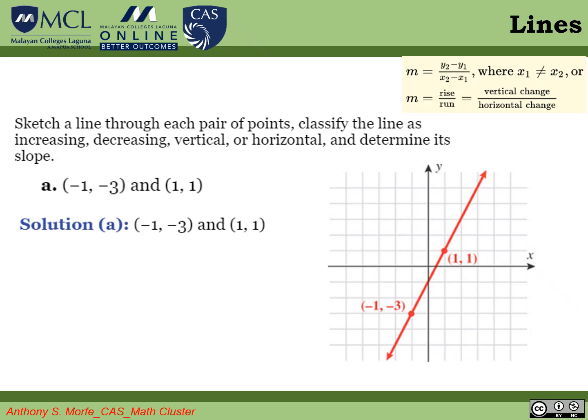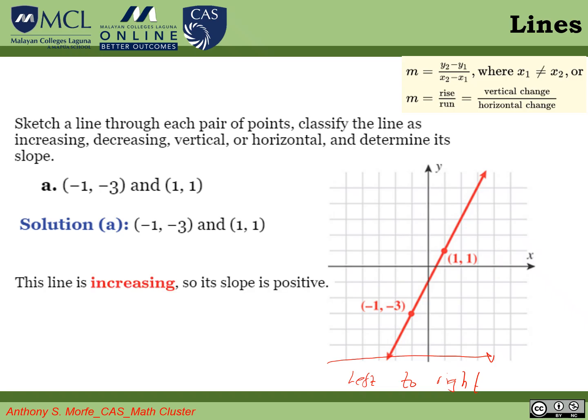So how to read the line? You have to read it from left to right. Left to right. Meaning, look at the line from left to right. Is it increasing or decreasing? In this case, it's increasing. So if it's increasing, then we can say that the slope is positive. So m is greater than 0, positive.